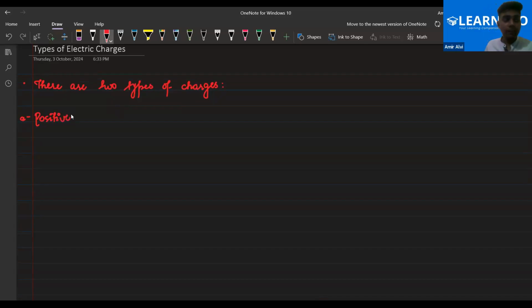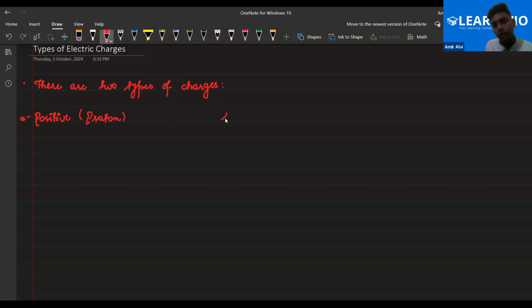And one more thing, this chapter is going to be a little bit longer than the previous chapter, because electricity involves numerous types of numericals and every numerical is a little bit different from the previous one. So it's a request to all of you, please do not miss the classes. And if you miss a class due to some emergency, you have to watch the recording before joining the next class. Okay? Positive, and the positive charge is called proton.